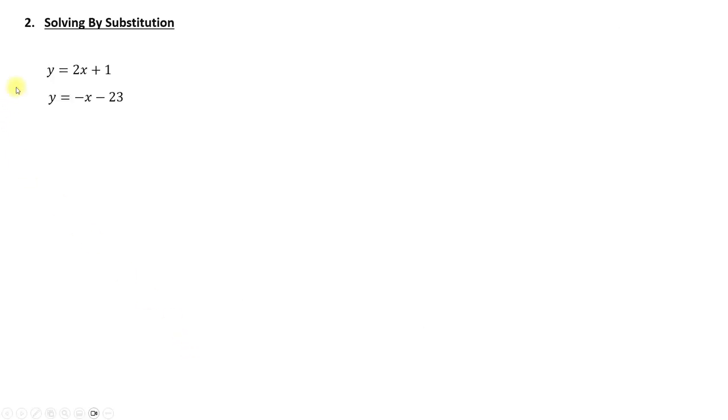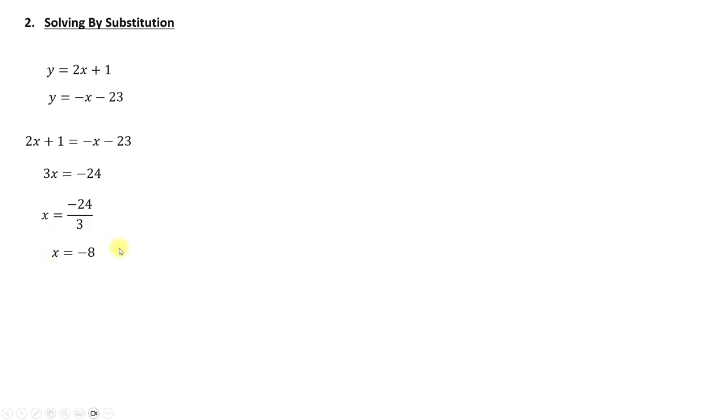Once again, we're asked to solve by substitution. In this case, both our equations are already in slope-intercept form. So we can say that this is equal to this. Once again, we gather all our variable terms on one side and our numbers on the other, and we solve that variable. So we're solving for x here, and we end up with a value of -8 for x.